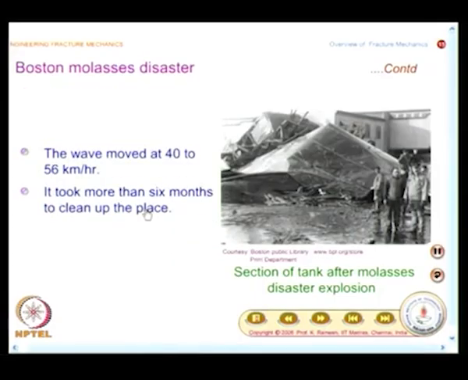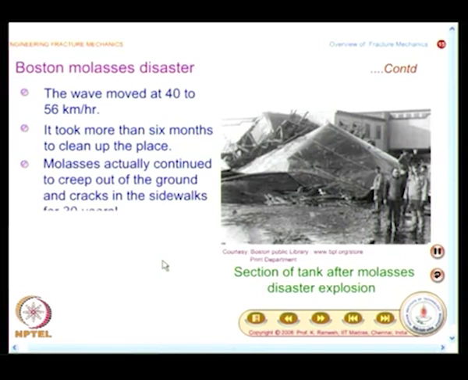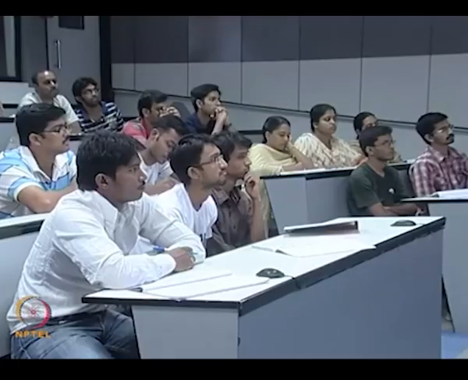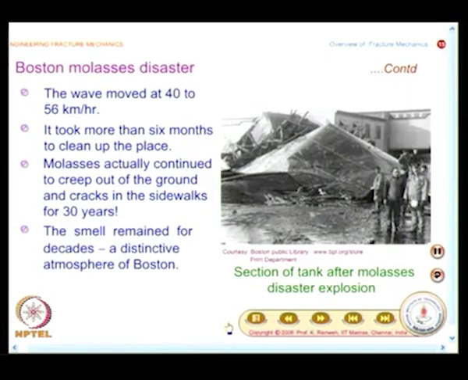Not only this, after cleaning, if there is no smell, people would have forgotten Boston molasses disaster. The pity was, the smell was coming for decades. In fact, the molasses actually continued to creep out of the ground and cracks in the sidewalks for 30 years. So, even if you want to forget, you cannot forget this. The smell remained for decades, a distinctive atmosphere of Boston. And this shows another picture of how the devastation was, and this is again the courtesy goes to Boston Public Library.